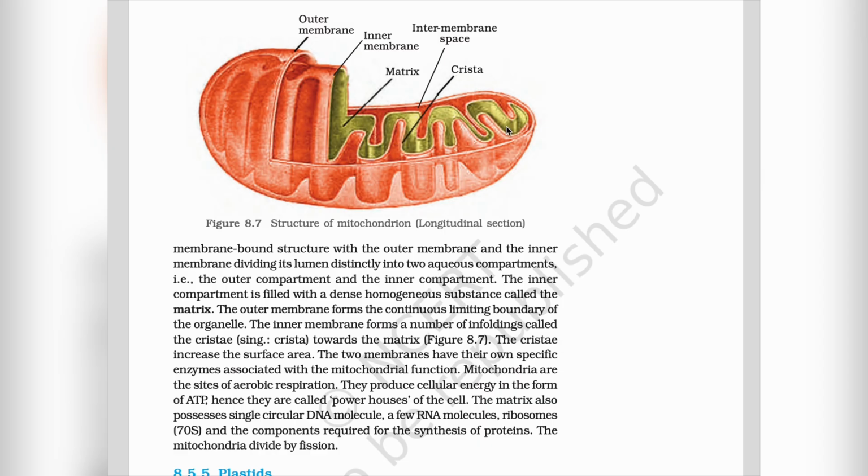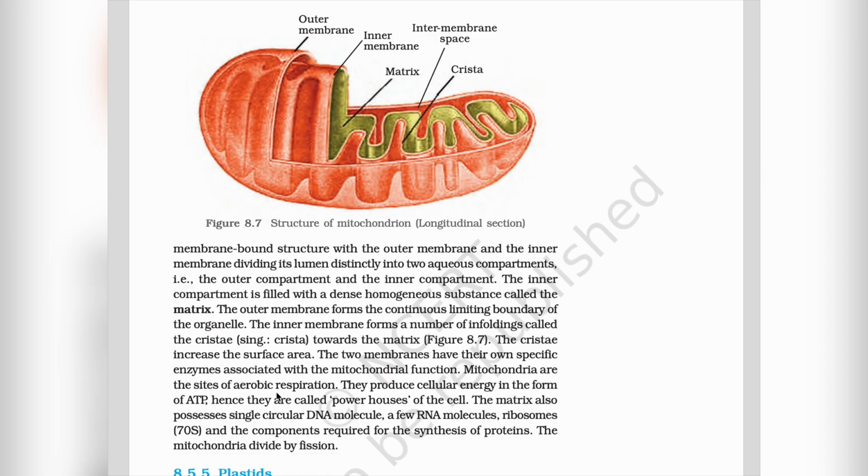An entire inner membrane is folded like this. So this is the matrix in the mitochondria. This is the inner membrane folded to form cristae. This is the outer membrane and this is the space between two membranes, the intermembrane space. The cristae increase the surface area. The two membranes have their own specific enzymes associated with the mitochondrial function.